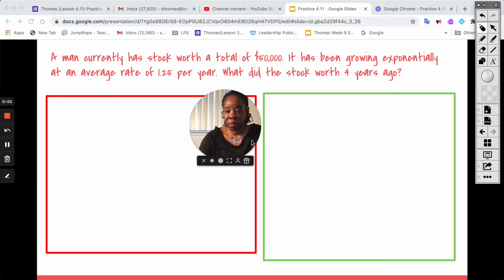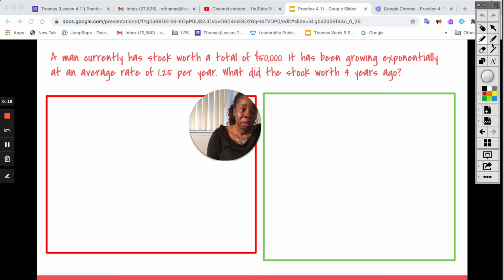Okay, so this question says the man currently has stock worth a total of $50,000. It has been growing exponentially at an average rate of 1.25 per year. What did the stock worth 4 years ago? So let us just pull out important information.